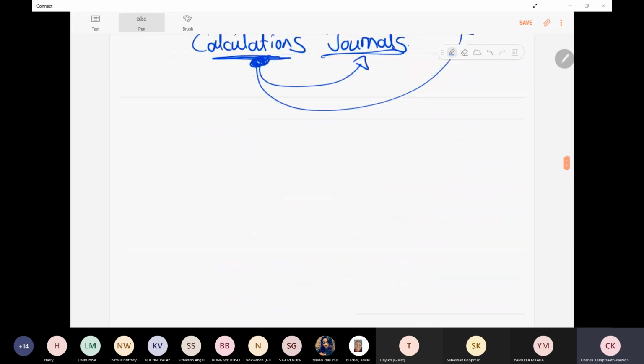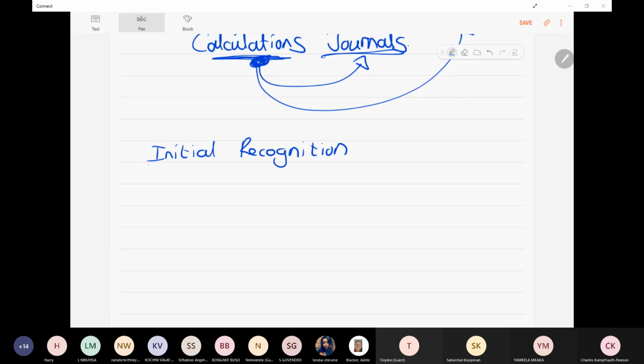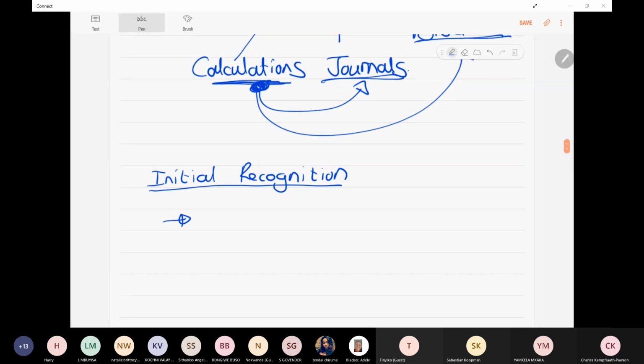Let's quickly go to recognition, initial recognition. So let's talk about initial recognition. What are the important things that you need to remember there? So recognition generally refers to when an item would be accounted for in the financial records. Therefore, the initial recognition specifically refers to timing.